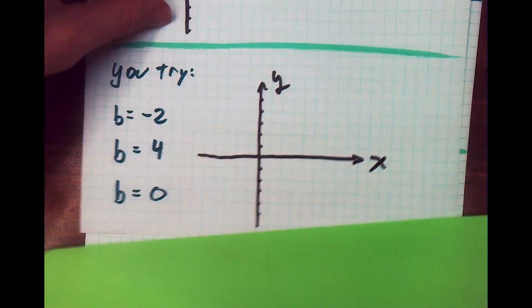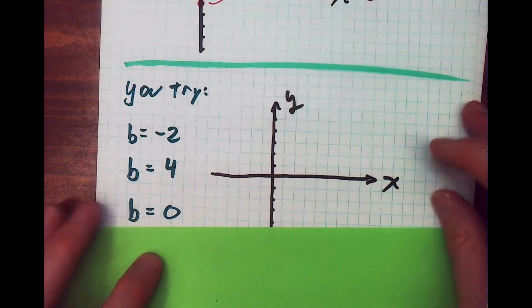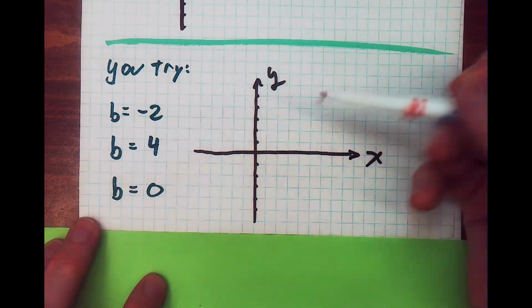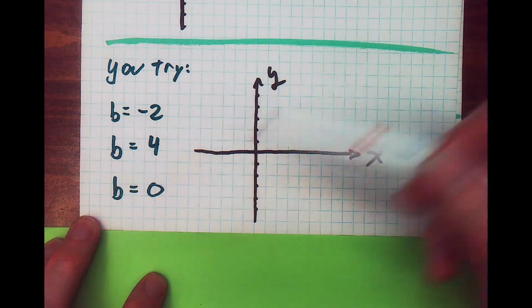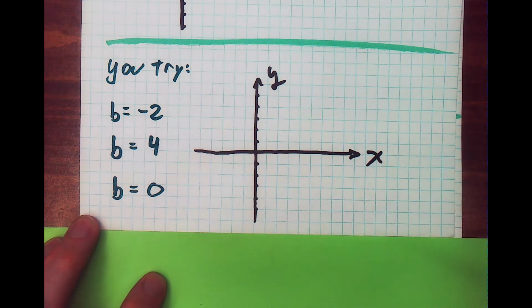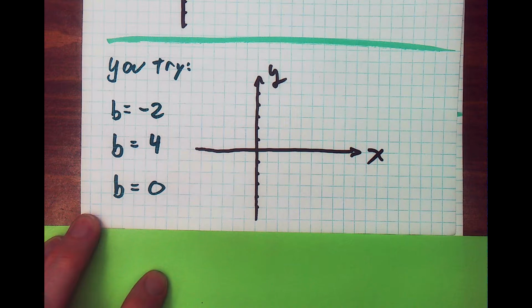So now I'd like you guys to try some. What I'd like you to do is just draw some lines on a piece of graph paper and try to graph b equals -2, b equals 4, and b equals 0. Again, the y-intercepts of all these. You can pause the video now and then try it on your own. We'll go over the answers in a few seconds.